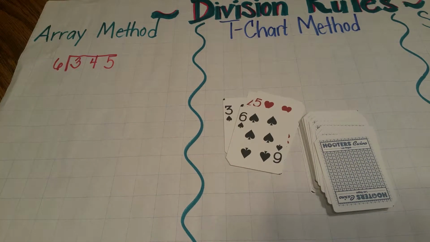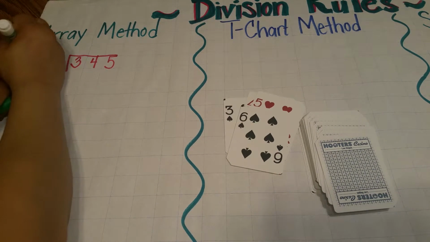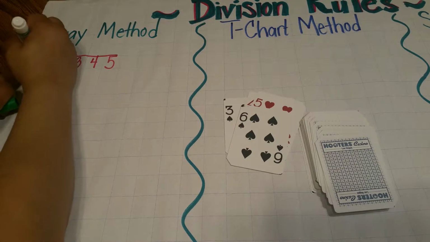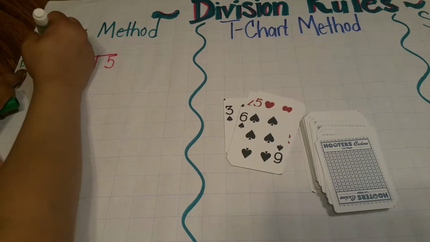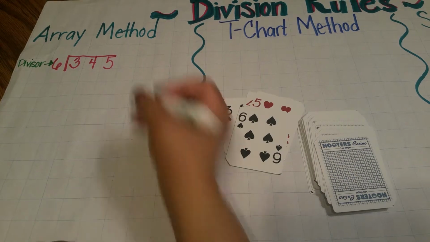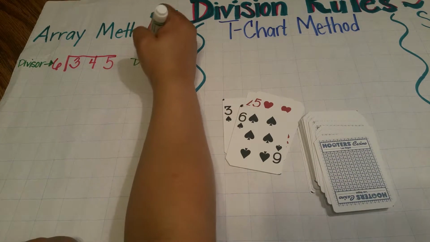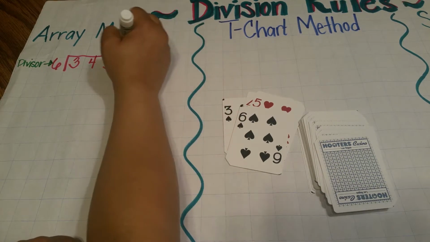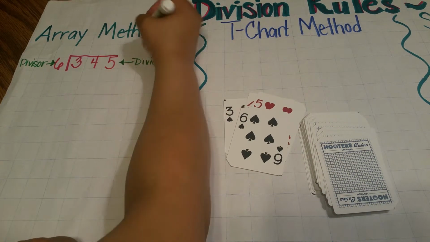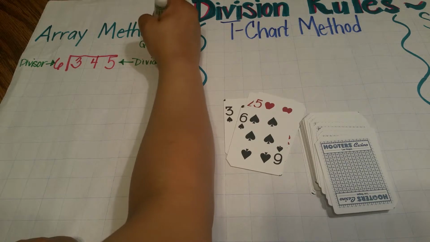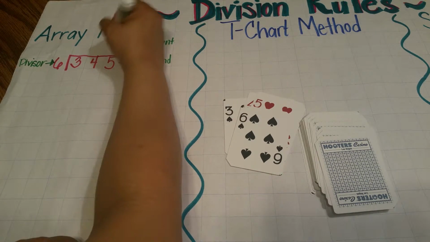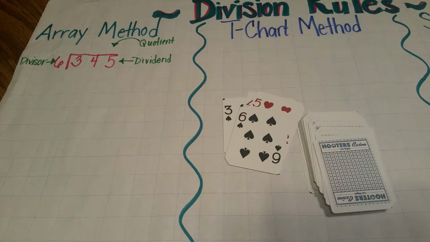So remember, this number here is our divisor. That is what we are dividing by. This number here is our dividend. This is the number that we are dividing into. And then this number here is our quotient. That is the answer to a division problem. That is what we are looking for.